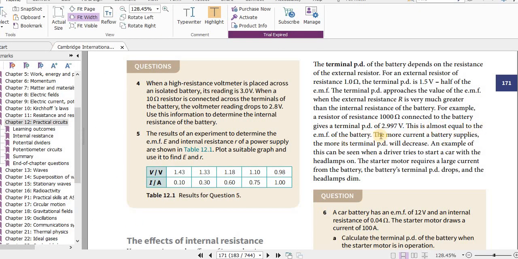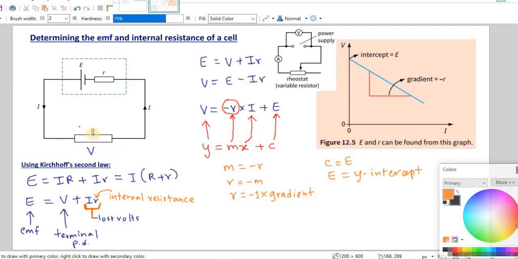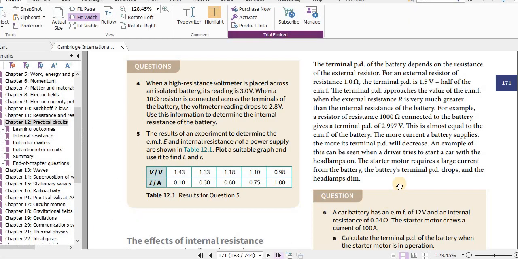This is almost equal to the EMF of the battery. The more current a battery supplies, the more its terminal potential difference will decrease. Again, if you keep on reducing, if this is very small, it will draw a larger current, because less resistance means the current can flow easily. So a larger current will be drawn. The more current a battery supplies, the more its terminal potential difference will decrease. So you can think of it that way also.